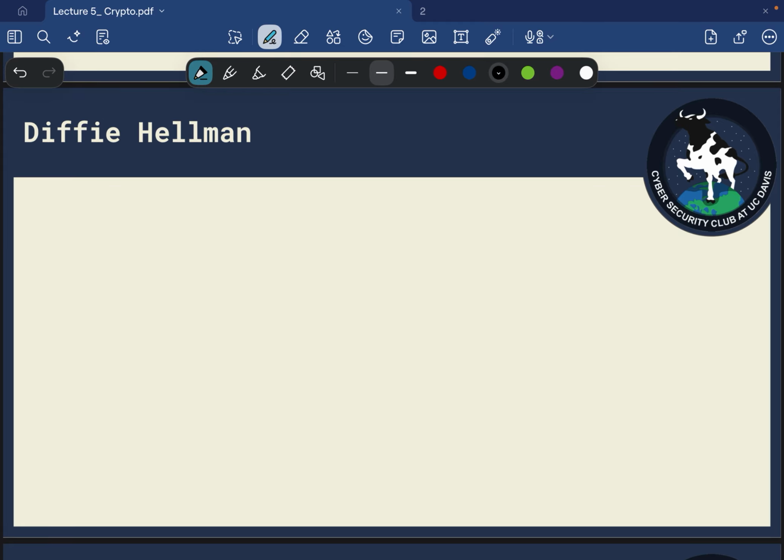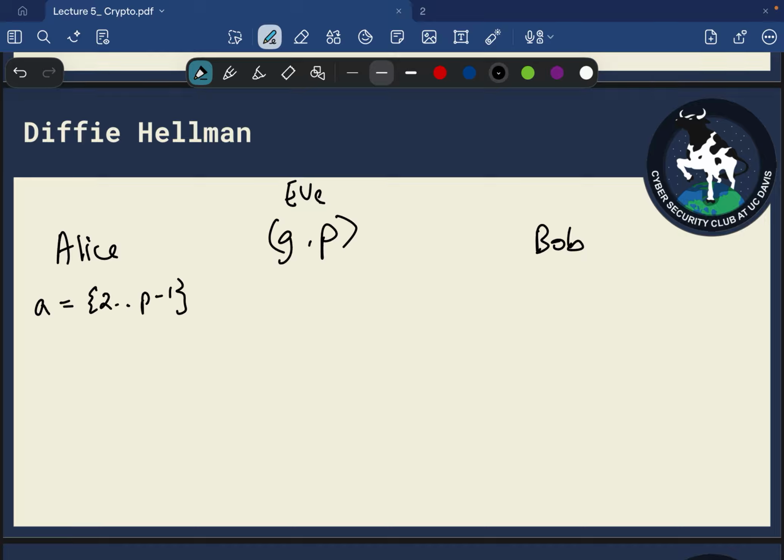And the idea is we will have some public information. So we will go with the default Alice and Bob, who want to talk with each other. And we have someone who's listening in the middle called Eve. So what Alice, Bob, and Eve will know ahead of time is some number G and some large prime number P. Alice would generate a number a, which is just a number from 2 all the way to P minus 1.